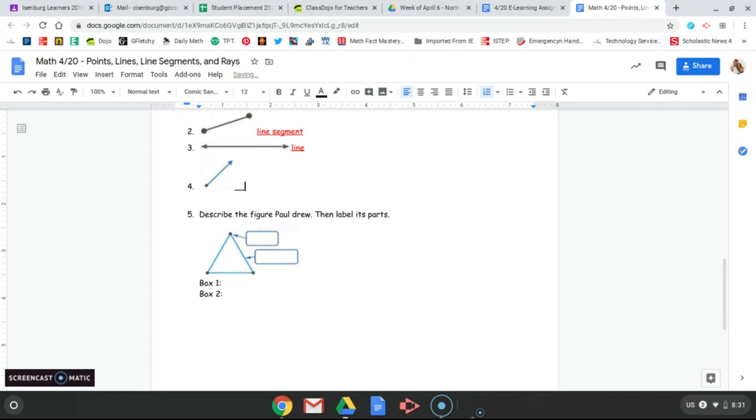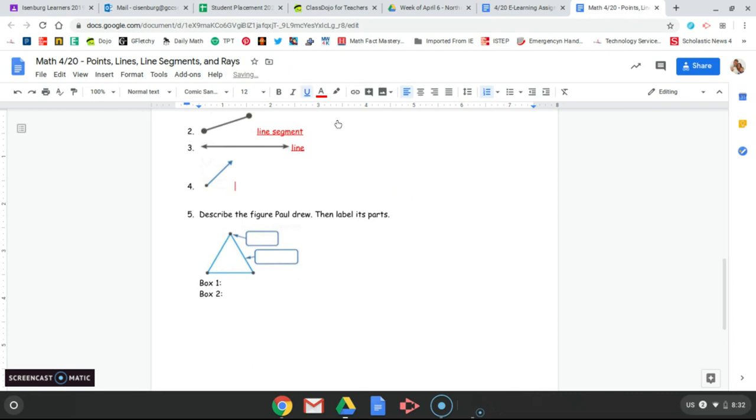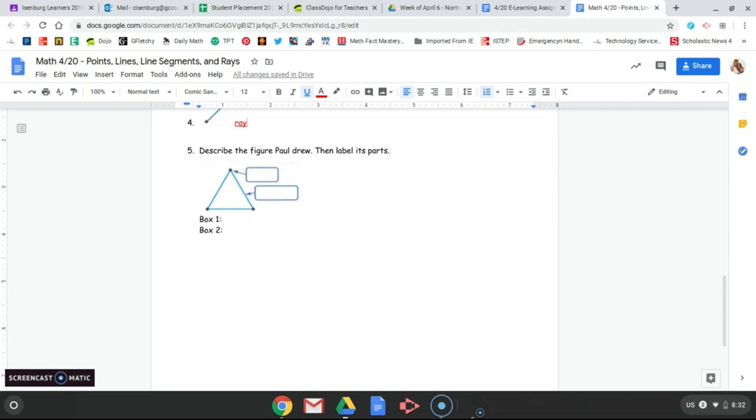All right, number 4. I notice in this figure that we have an end point on this side, but it can stretch forever and ever in one direction. So here's the arrow showing we can stretch it forever this way, but it stops on this side. That reminds me of the sun, and the sun shines using what? A ray.